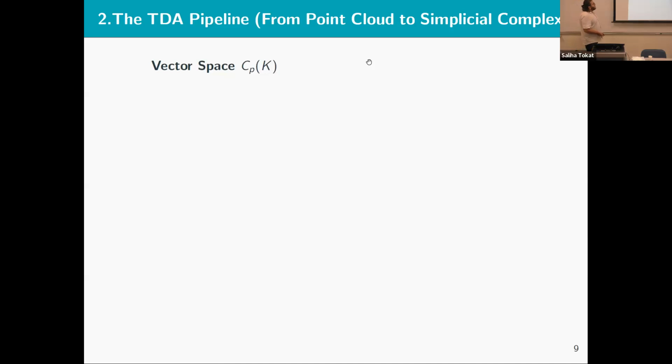So in that case, we should define a vector space. Why we use a vector space is to define homology groups. Basically, we have to use the vector spaces of simplicial complexes, and it is denoted by C sub p of K. And the field that will be used in general is Z2. There can be another field that can be used, and the elements of this vector space are called p-chains.